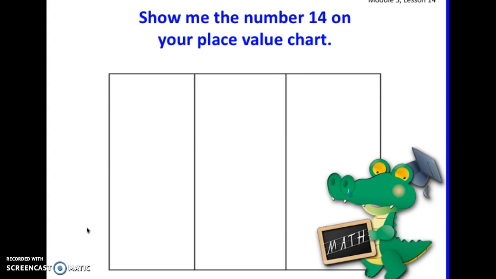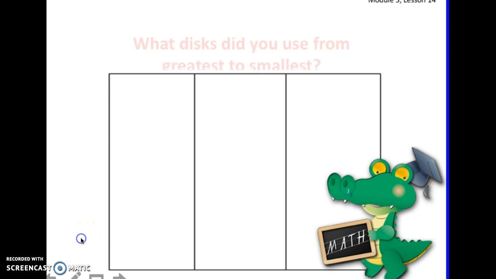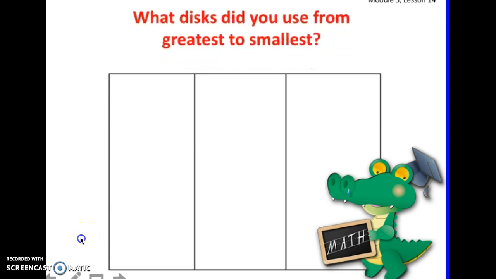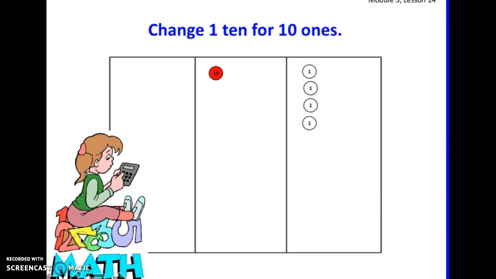Okay, how did you show that number? Did you use 14 ones? Did you use a 10? Did you use tens and ones? What's the best way to do it? The most effective way? Well, we could have had our 10 and our 4 ones. That's the quickest way to make 14.